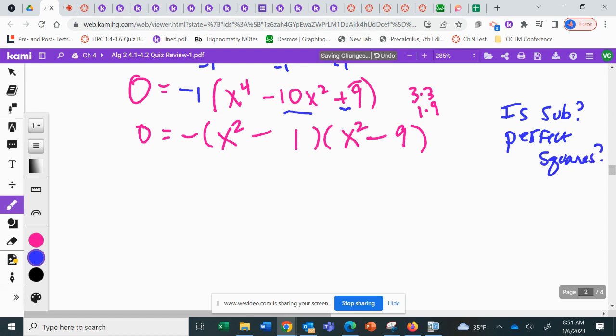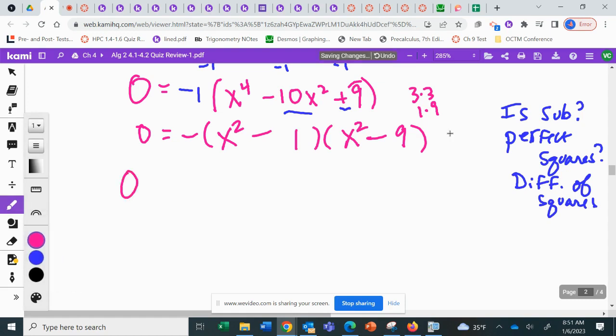Is x squared a perfect square? Is 1 a perfect square? What times itself equals 1? So 1 times 1 is 1. 1 is a perfect square. So if it's that, then we have to do difference of squares factoring. Difference of squares.